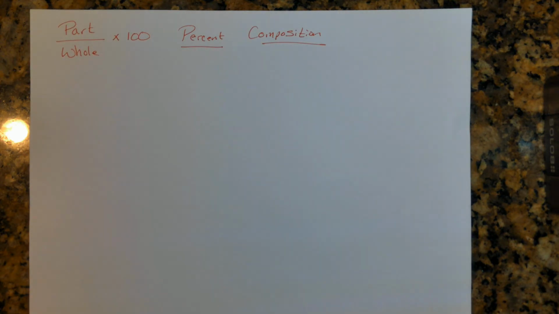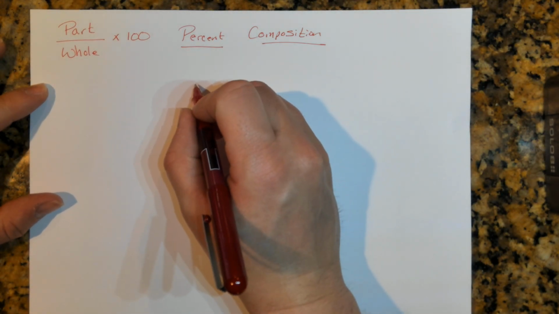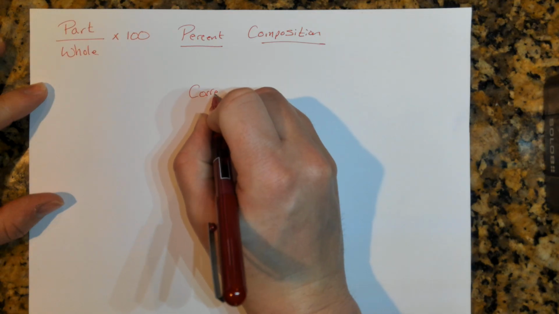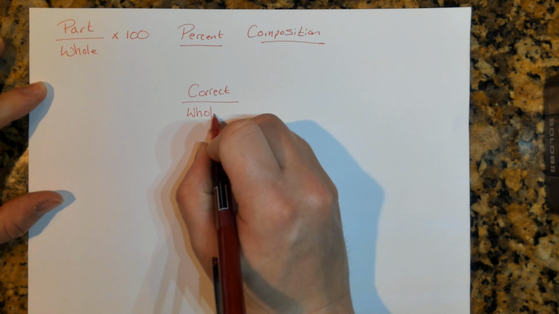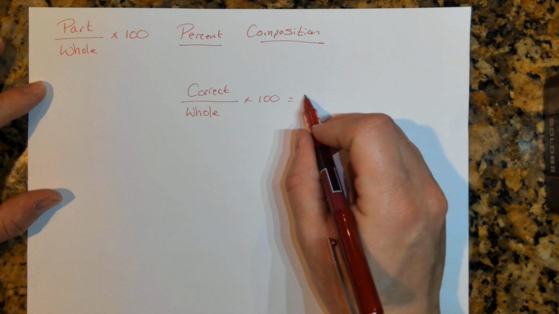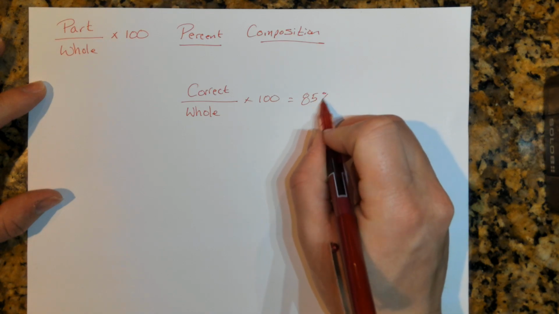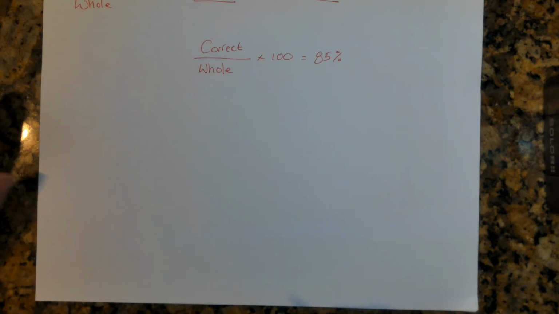And this idea applies to everything that you do, absolutely everything. So think about your test grades, for instance. When you receive those, how are they calculated? They're calculated by taking the part that you got correct over what you could have gotten correct, or the whole, times 100, and that gives you your grade, 85%, or whatever it is that you get, right? This is percent composition.